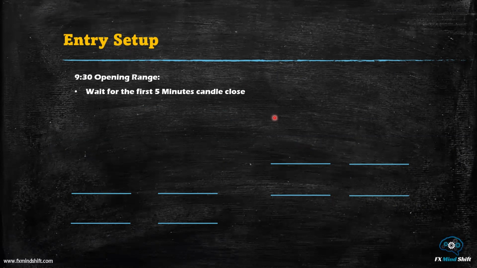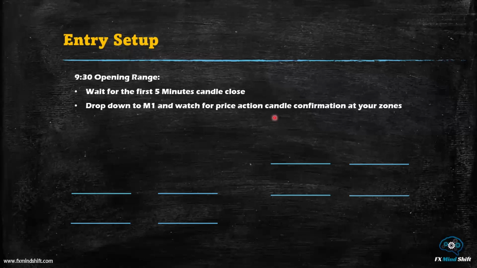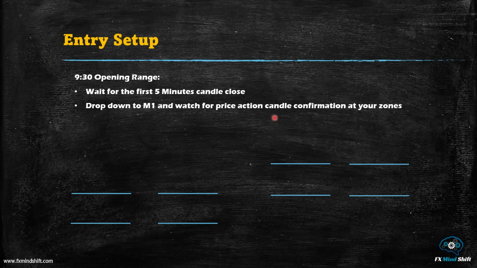And so after the 5 minutes, the range paints, and we see what happens inside that range. We drop down to the M1 chart, and then we watch for price action candle confirmations at those zones that we talked about, right? Like the previous day's highs and lows, and the order blocks and the imbalances.